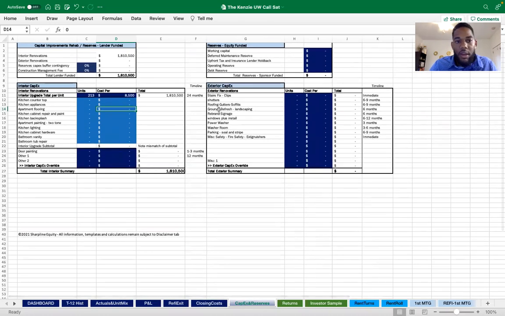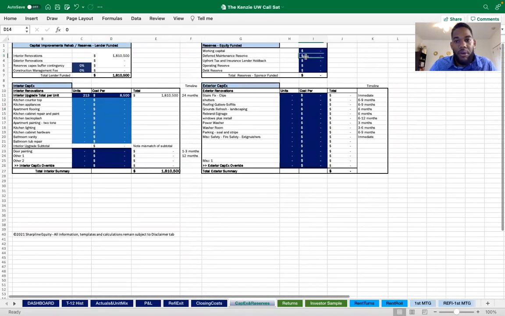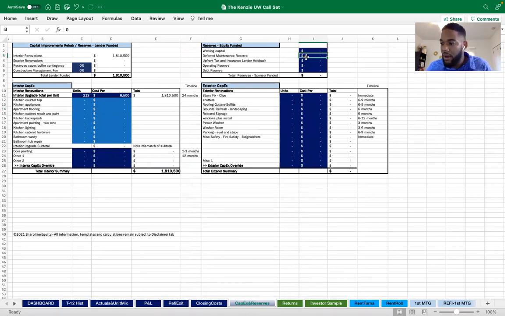Right. And there was also in the OM a note of, I think it was other rehab, like $103,000. So we'll just go ahead and put that under exterior as miscellaneous.